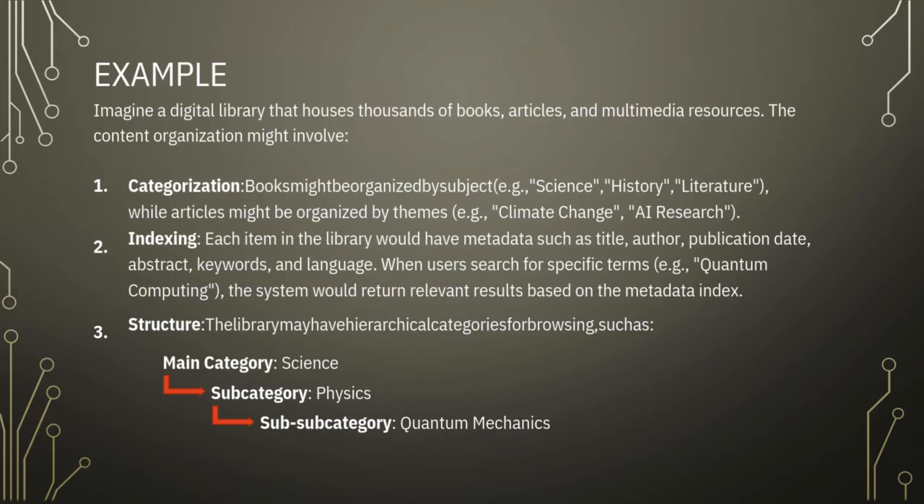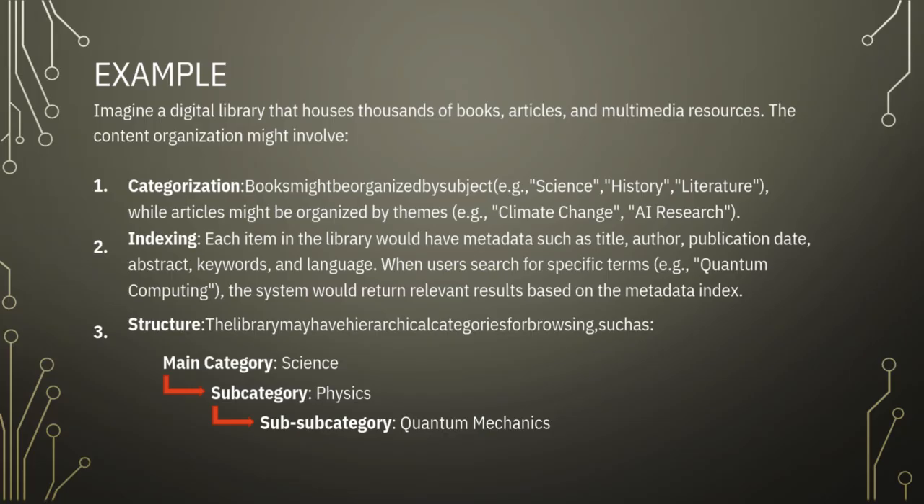First, categorization. In this digital library, books may be organized by broad subject areas such as science, history, and literature. At the same time, journal articles may be categorized by research themes, for example climate change or artificial intelligence research. This allows users to quickly narrow down content based on subject or topic before performing detailed searches.